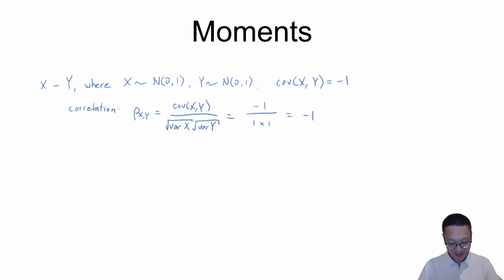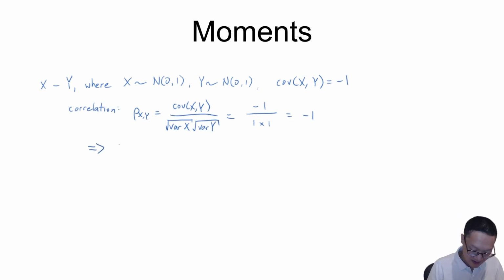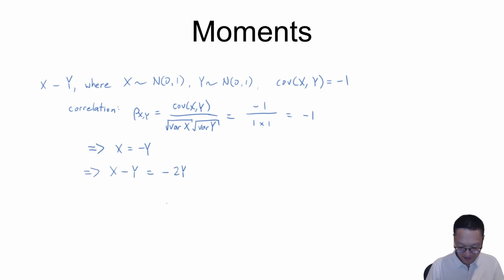When the correlation is minus 1, that implies that X equals minus Y. So our original random variable, X minus Y, is actually equal to minus 2Y. And because Y is normally distributed, Y is Gaussian, so minus 2Y must be Gaussian.